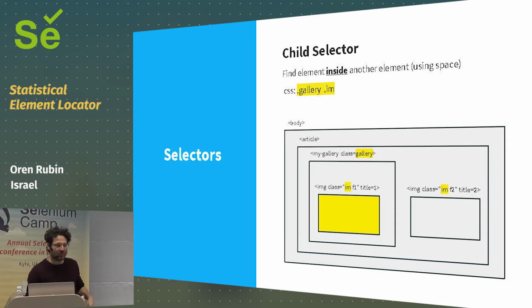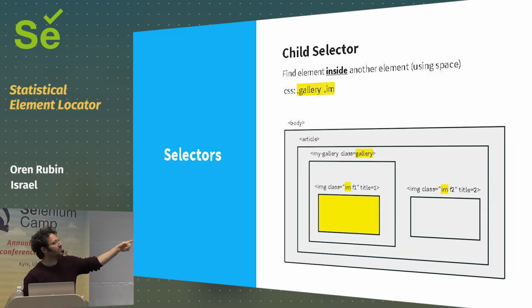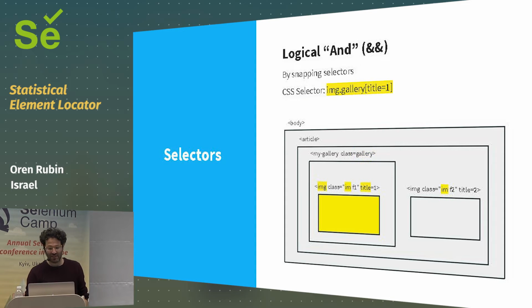And of course, we said you have child elements, so you can find something inside another thing using a space. For example, we're not looking for just an image. We're looking for an image that's inside a gallery. So this query will find that specific image in that specific gallery.